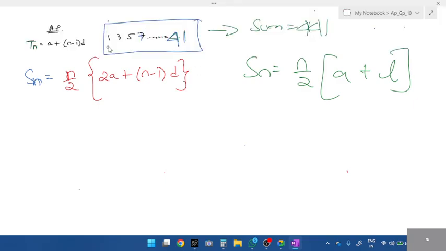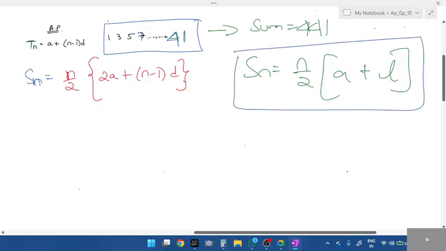Okay, sum is equal to 441. You can use the first formula or the second formula, you'll get the answer. Let us use the second formula. What is S of n given in the question? S of n is 441. We don't know what n is, we'll just keep it as it is.